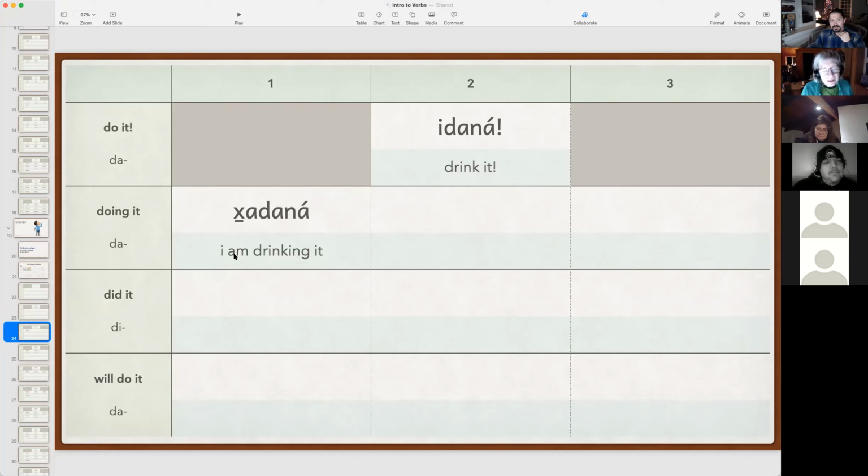Khadana. So what's going to happen is this kha is going to go to I, and then this kha is going to go to a. That's the process. That's the only thing that's going to change. This na will be the same all the way across.